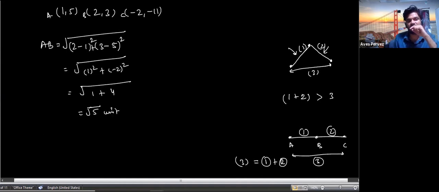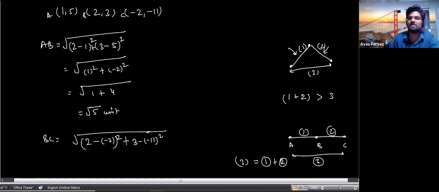Then we will have the distance BC, and that will be equivalent to, you can write any: (2 minus 2) whole square plus (3 minus minus 11) whole square. It's your wish that you can check, but you need to calculate. I could have chosen this as x2 and y2, and this one as x1 and y1 while calculating the distance BC. It is not mandatory, dear students; you can choose any as x1, y1 and x2, y2.